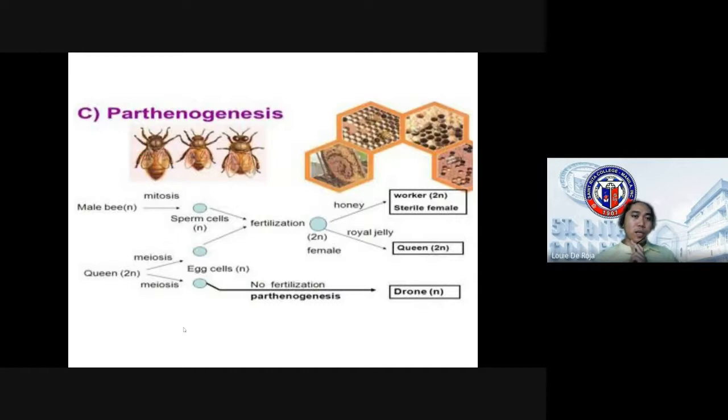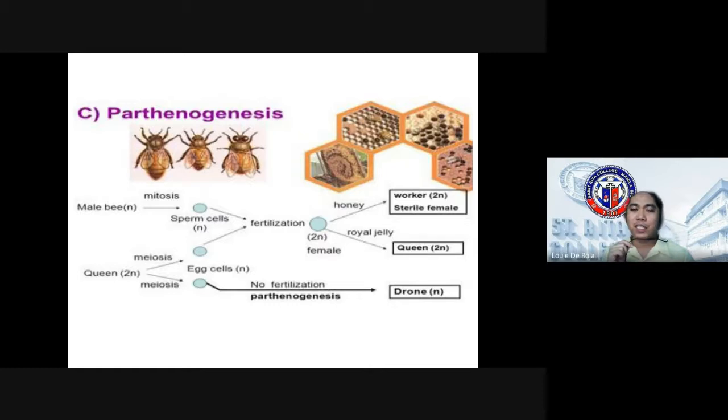So, ang parthenogenesis ay may dalawang parts. Pwedeng mag-fertilize at pwedeng hindi mag-fertilize. Kapag may fertilization na nangyari, yung gamete cell nito o egg cell at sperm cell ay magkakaroon ng union, mafe-fertilize siya. At makakabuo po siya ng female. Isang queen at isang sterile female or worker.